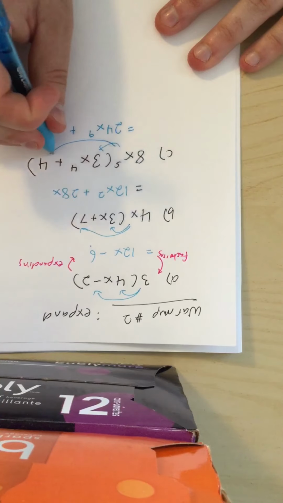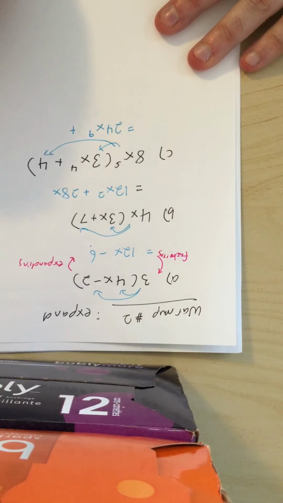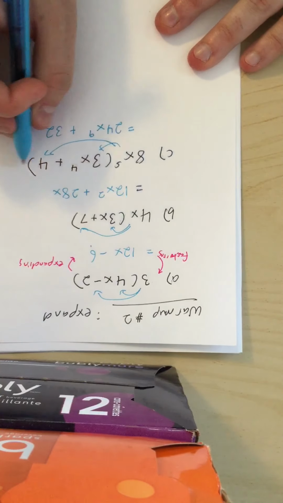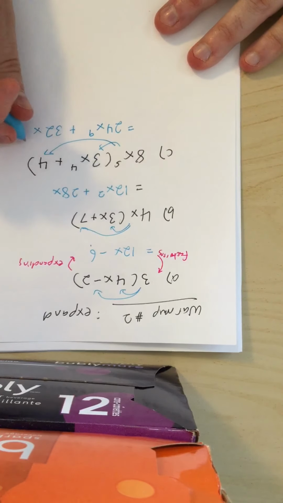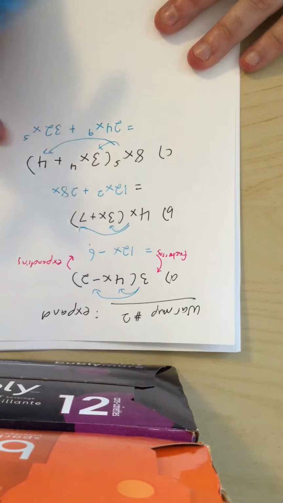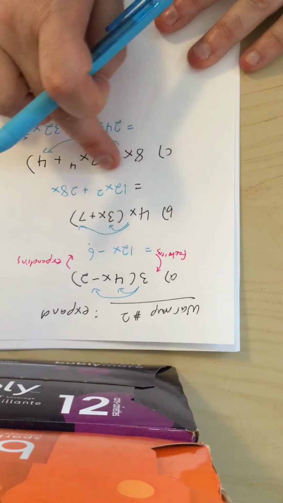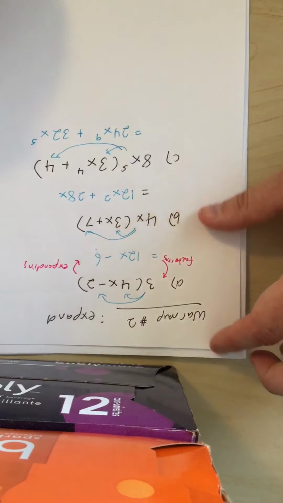And then we're going to do the same thing here. We're going to multiply by the other term in the bracket. 8 times 4 is 32, x to the 5 and no other x's. So it's going to be x to the 5. So that's the factored form. That's the expanded form. We expand going there. We factor going back to there. That's the end of the warm-up.